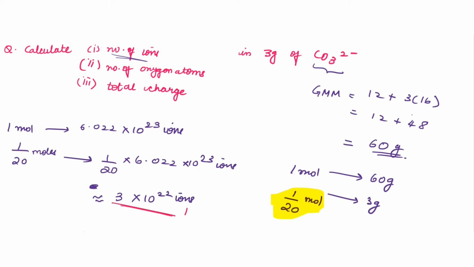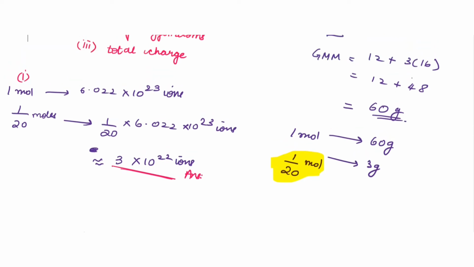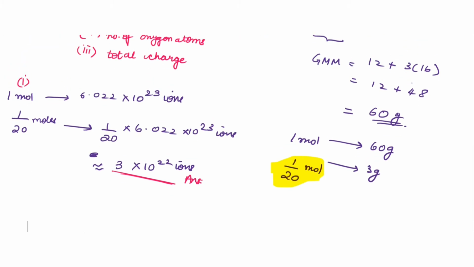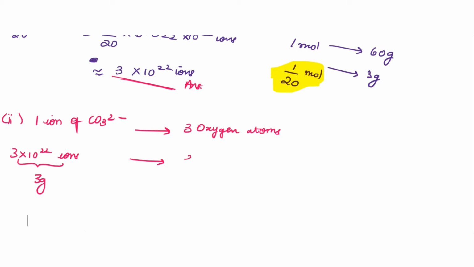Next subdivision, we are required to find the number of oxygen atoms in 3 grams of carbonate ion. Now our job is easy because we've already found the number of ions present in 3 grams. We know 1 carbonate ion has 3 oxygen atoms because it is CO3, so O3. So in 3 into 10 power 22 ions, that is in 3 grams of carbonate ion, how many oxygen atoms will there be? That is what we have to find. Again on simple cross multiplication we get 9 into 10 power 22 oxygen atoms. So this is our answer.